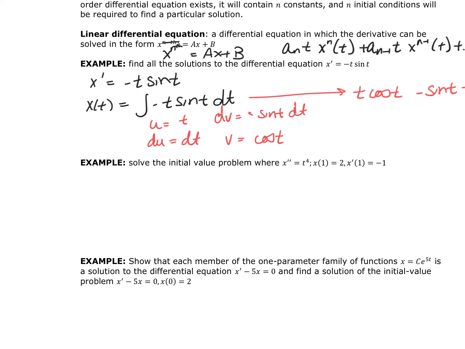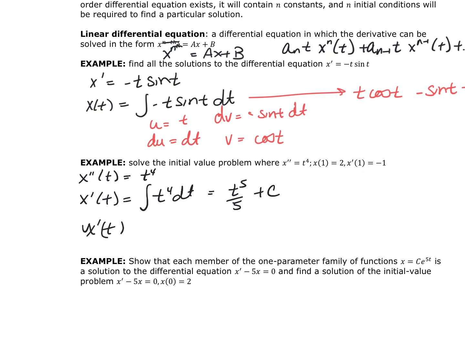Now I have an initial value. And this is similar to when we solved initial values in calculus 1 or 2. We know that x double prime of t is equal to t to the fourth. That means x single prime, the first derivative, must be this integration of t to the fourth dt. Well, we integrate this and we get t to the fifth divided by 5 plus c. So now we have x prime of t.